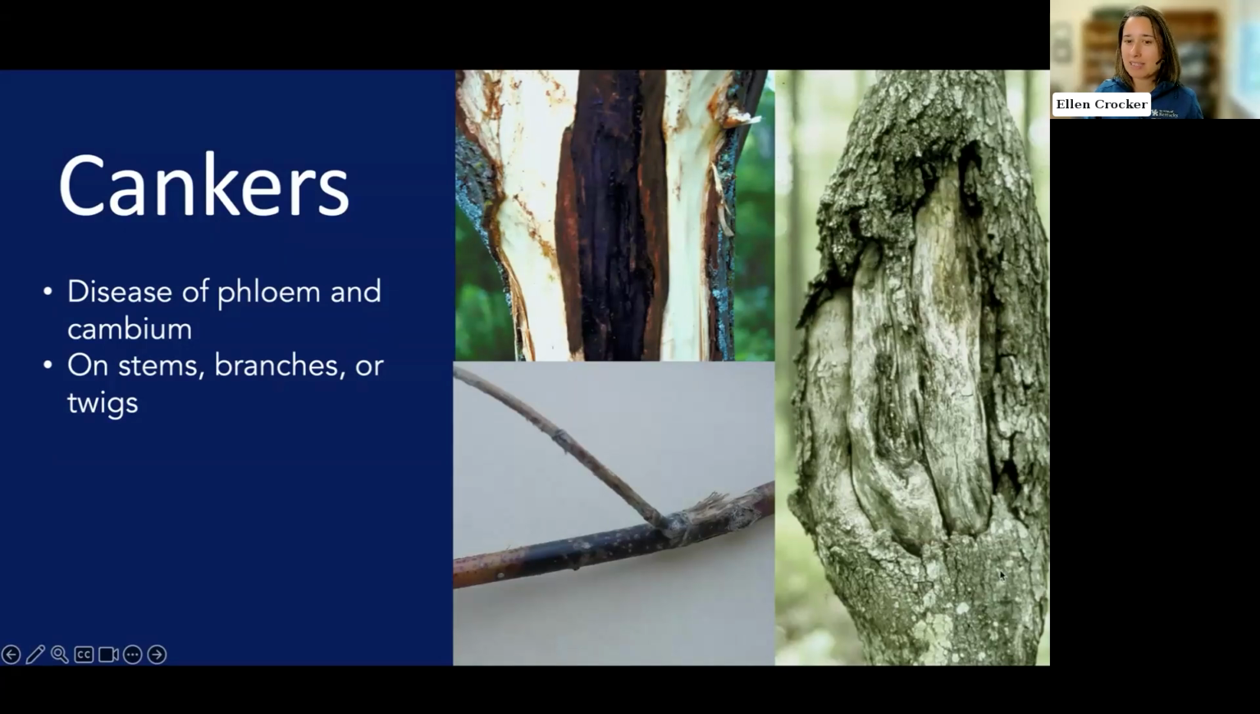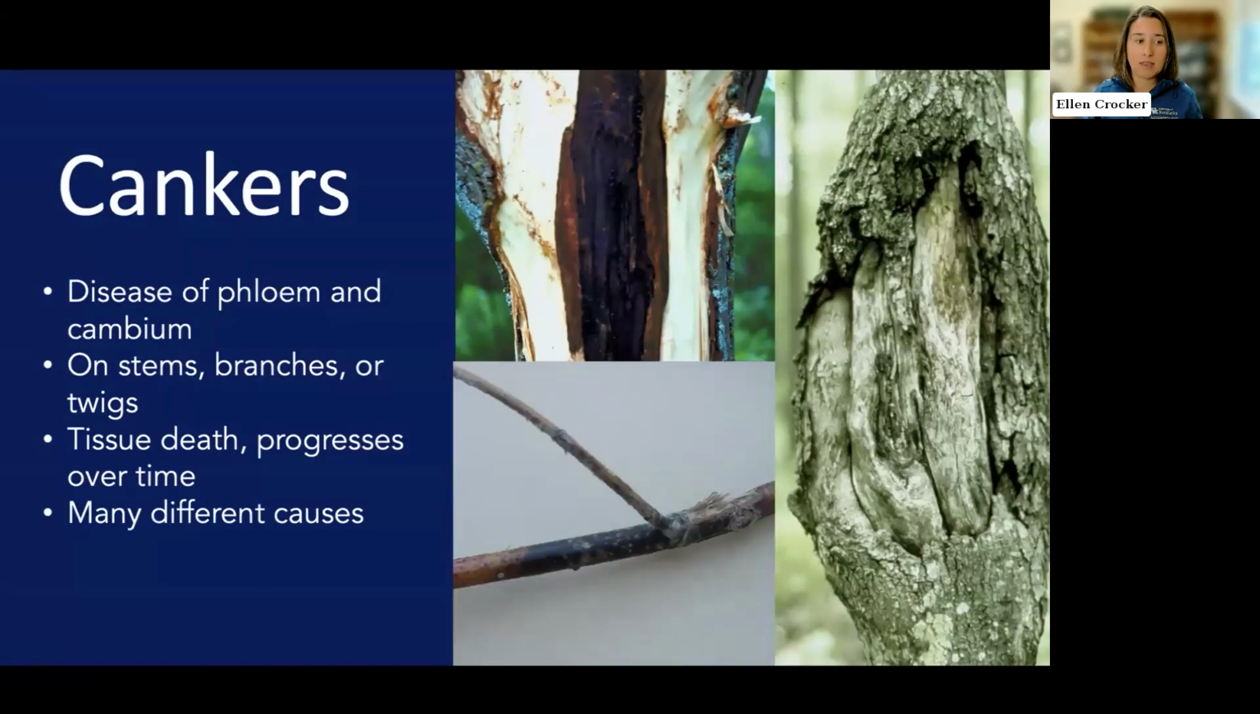This tends to progress little by little over time for most of these, so you're going to have that tissue death progressing over time. There are many different causes, from pathogens, living organisms, to maybe something abiotic, some wounding or exposure that created this response in the tree.